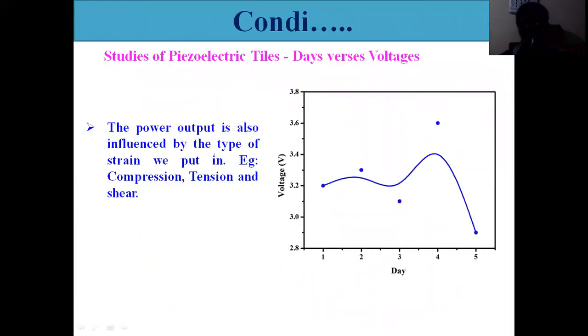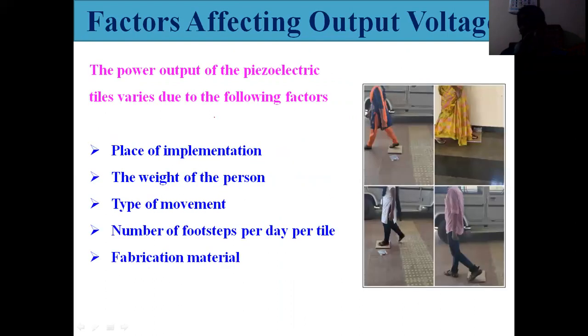Okay, these are studies on piezoelectric tiles. This is day versus voltage. Here you see day 1 to day 5. Day 4 has more voltage because of the compression and tension. More people were walking on these piezoelectric tiles. The factors affecting the output voltage are the place of implementation, the weight of the person, the type of movement, the number of footsteps per day, and the tile fabrication materials.